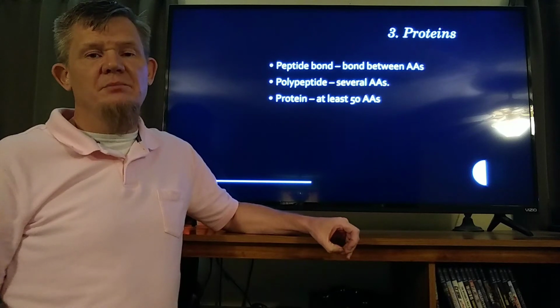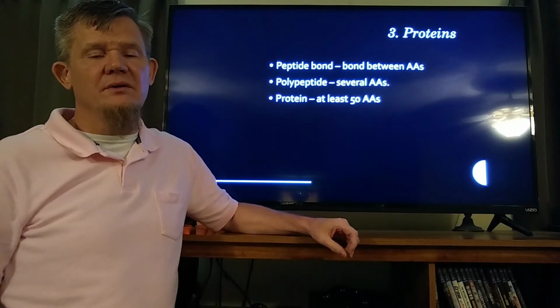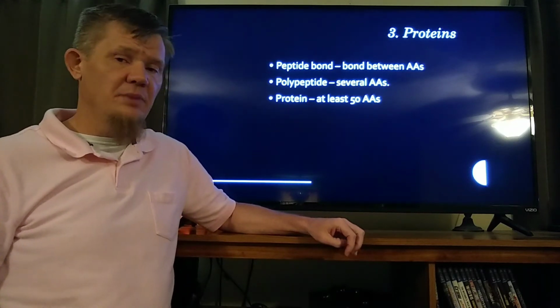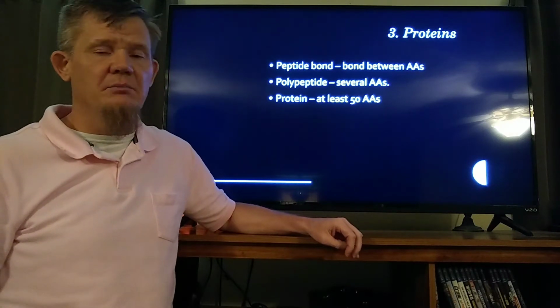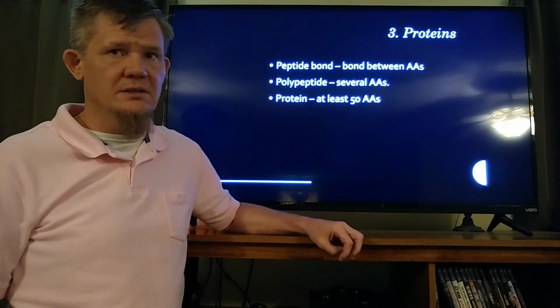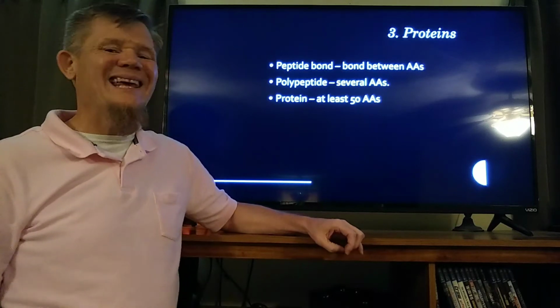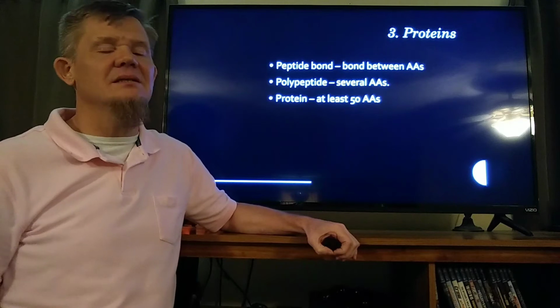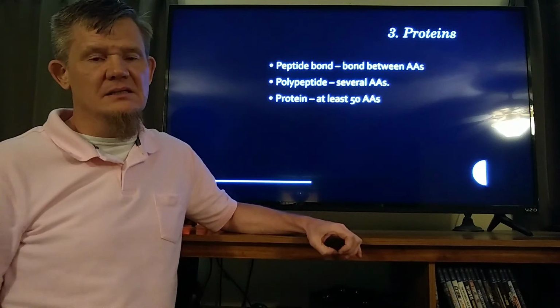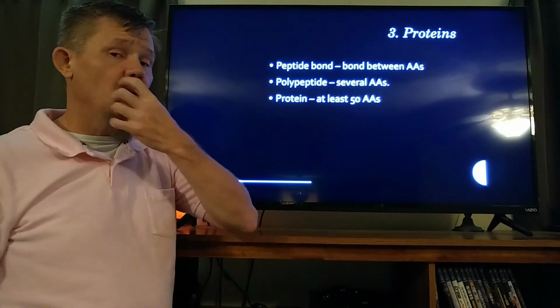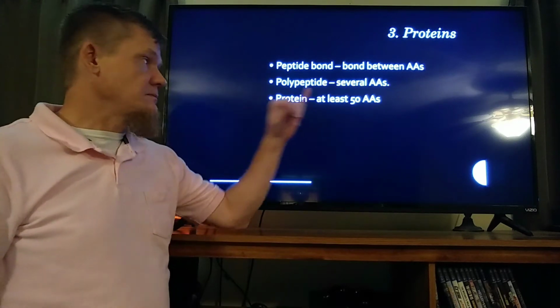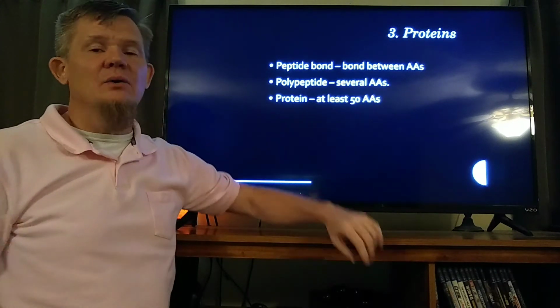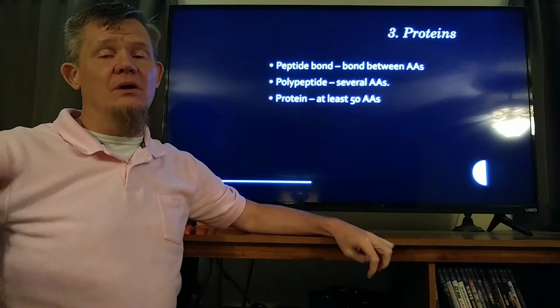It's called a peptide bond. If I link together several amino acids, it's called a polypeptide. Many peptide bonds are used to link together many amino acids. It's not complicated enough to be a protein until it's at least 50 amino acids long. When you are looking at the PowerPoints, anywhere you see AA, it will always stand for amino acid.